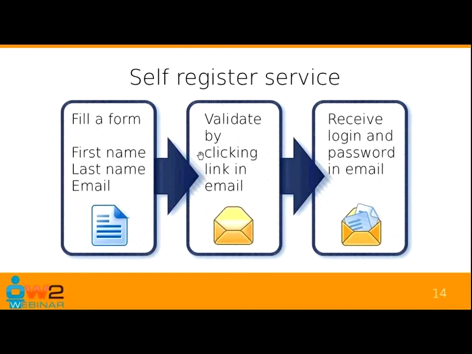The second big new feature is a self-register service. It's a new self-service proposed by LemonLDAP, which allows a user who does not already have an account on the single sign-on software to create an account. This is very easy. You fill in a form with your first name, last name, and email. Then you get an email with a link to validate the request, and this link will generate a login and a password, and this login and password will be sent through email to the user.